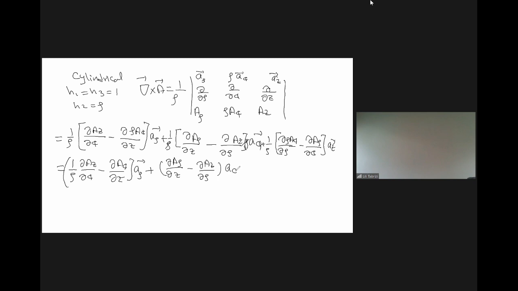Aφ plus. Okay, this row you cannot take out. So for this one, 1 over ρ remains outside. It's ∂(ρAφ)/∂ρ minus ∂Aρ/∂φ, Az. So this is the simplified. I'll mention about this one in a moment, but do you have any question about finding the determinant? Any question?